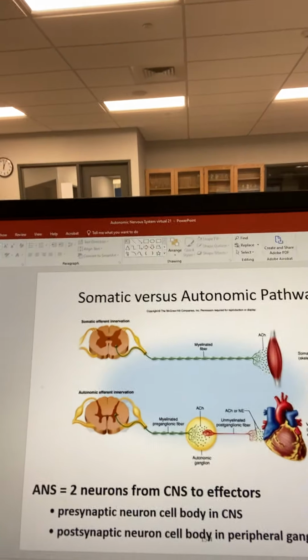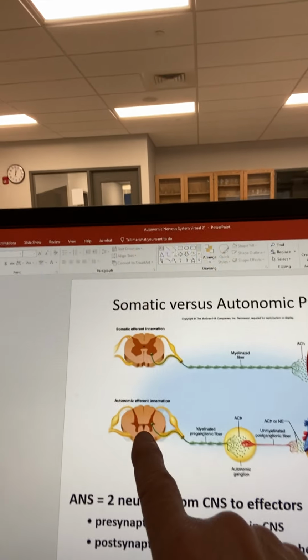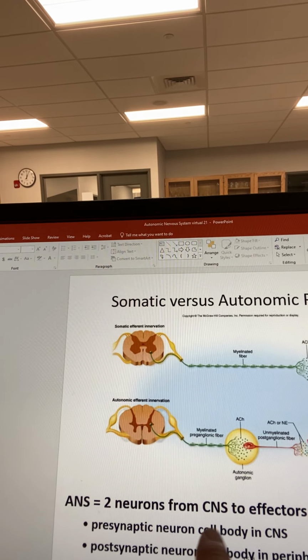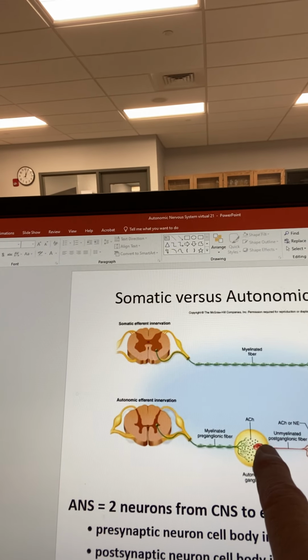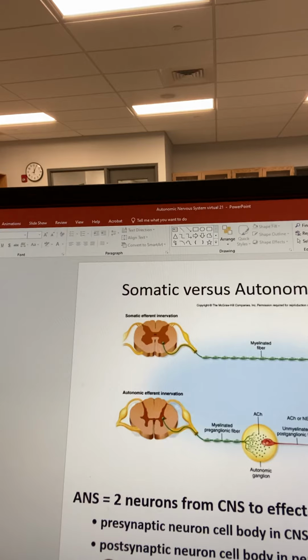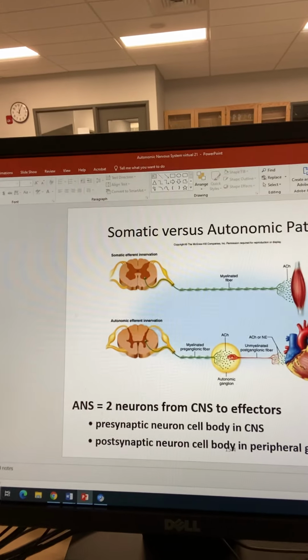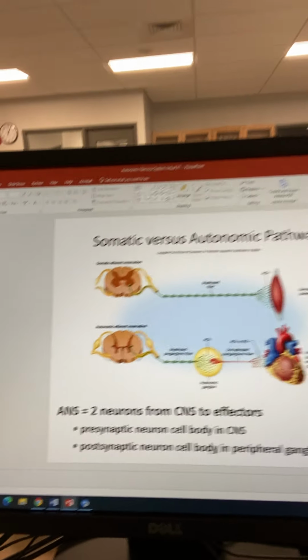That means along the way, you have a ganglion, where you are going to have a synapse. Okay, so maybe this is a better way to do this. If you look at this, we have what we would call the presynaptic neuron, and then we have the second one, which is the postsynaptic neuron. So with the autonomic nervous system, we're going to have two neurons on the pathway out to the effector.